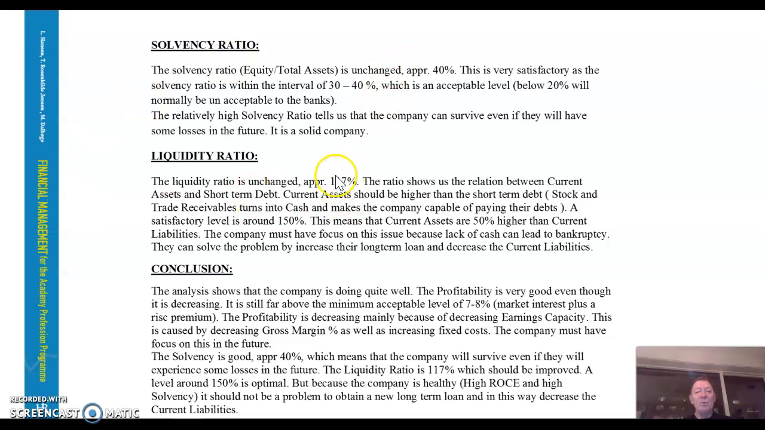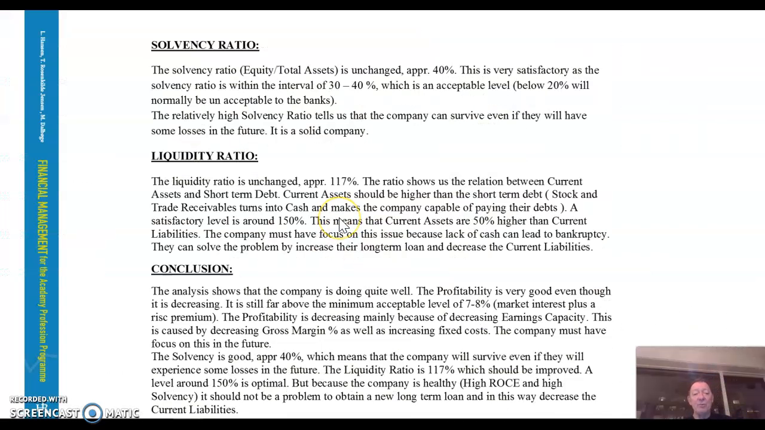The liquidity ratio, it is 107. It is in fact not enough, and this is the story about current assets that should exceed the current liabilities, because we cannot pay our current liabilities if we do not have a money inflow coming from first stock and then receivables. So the perfect level is at least 150%, and we are not there. We are only at 117, so it's a problem.